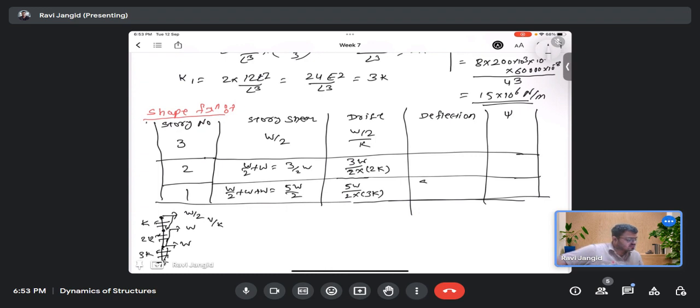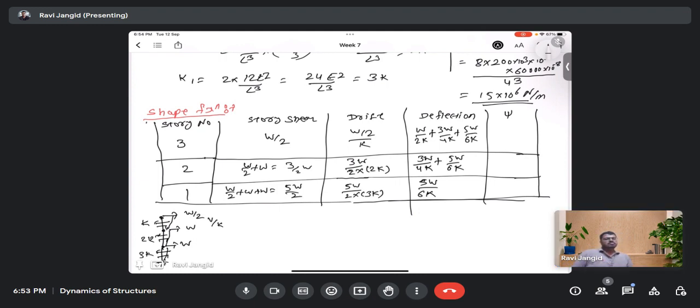So that is the same 5W by 6K. For this, it would be the 3W by 4K plus that 5W by 6K. For the third one, it is W by 2K plus whatever this 3W by 4K plus 5W by 6K. Any doubt up to this? Anyone?